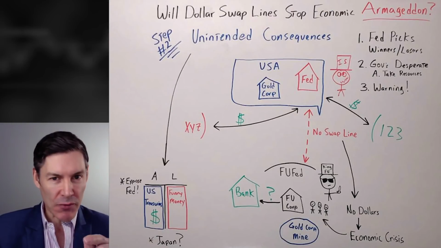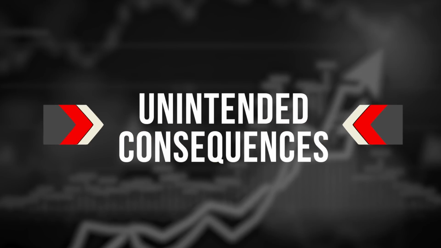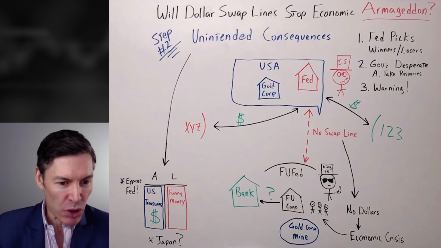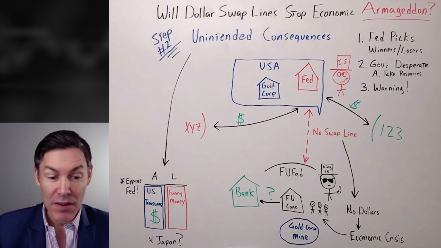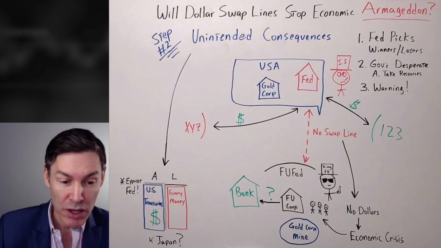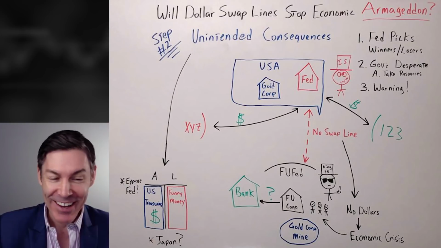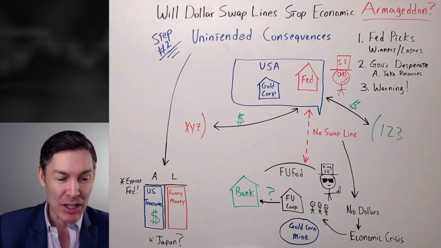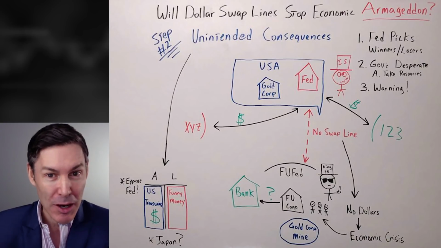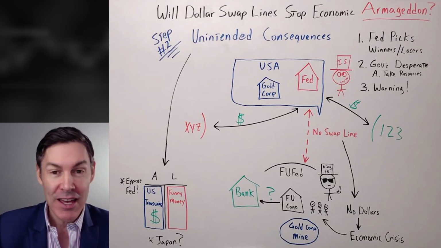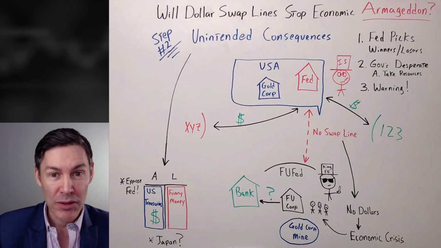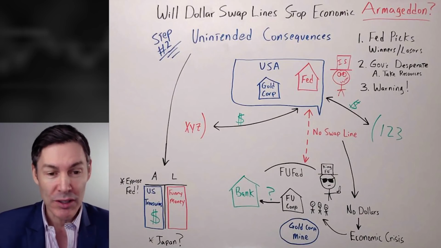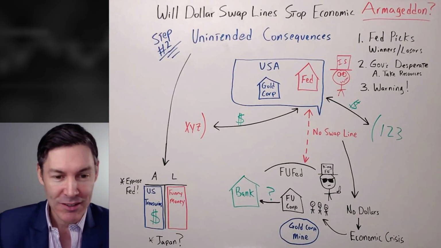Step number 2! Of course, there are unintended consequences to these dollar swap lines. Now, first and foremost, you may be asking yourself, George, you forgot to go over this balance sheet of Japan. Looks like they've got some interesting things there. U.S. treasuries and, of course, funny money like every central bank has on their balance sheet. But this is my teaser. I left it there purposely because we're going to discuss this in step number 3. And this could be the way that we expose the Fed and their dirty tricks with these swap lines. But you're going to have to stay tuned to the end to check that out.